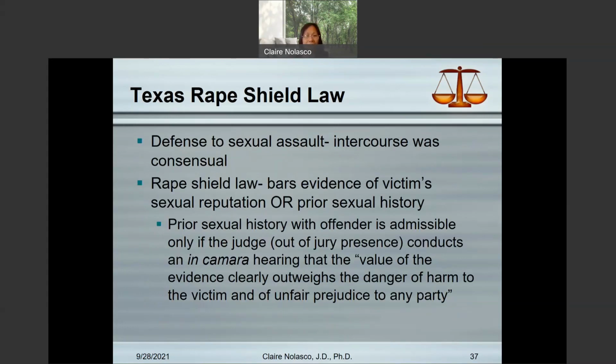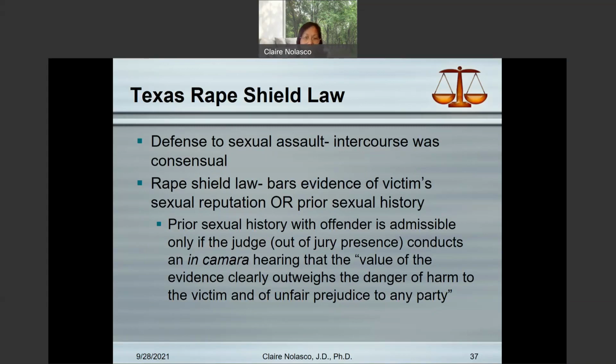So what is the Texas Rape Shield Law? This is a defense to sexual assault. So what is one defense? First, that the intercourse was consensual, okay? So the Texas Rape Shield Law bars evidence of the victim's sexual reputation or prior sexual history with the offender. However, in certain situations, the prior sexual history with the offender is admissible.